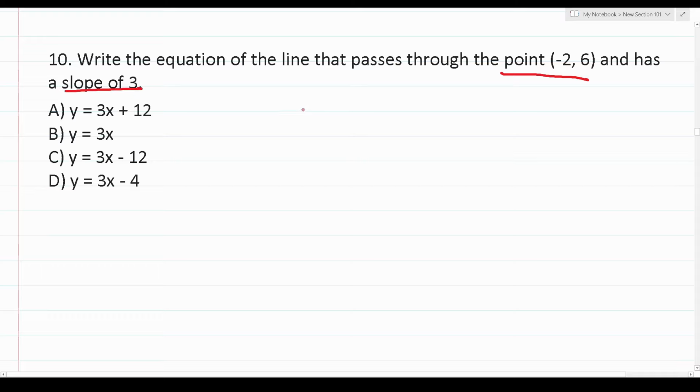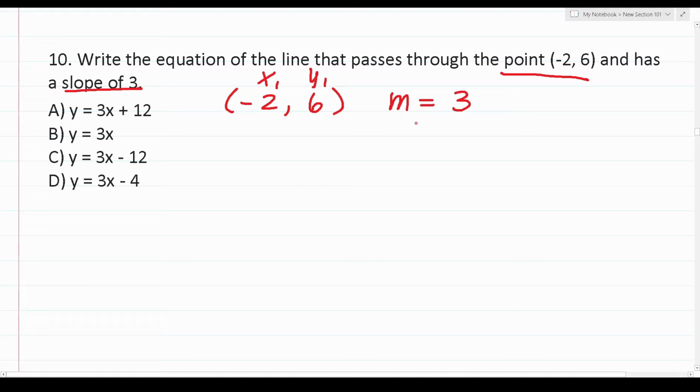So what that tells us to do is this. I'm going to write down that point. That's -2, 6. And I'm going to label it like this. This -2 is an x value, so I'm going to call it x1. And this 6 is a y value, so I'm going to call it y1. And we know the slope is 3. Well, when you're working with equations of lines, slope is always going to be associated with the letter variable m. And since the slope is 3, we're going to say m is 3.